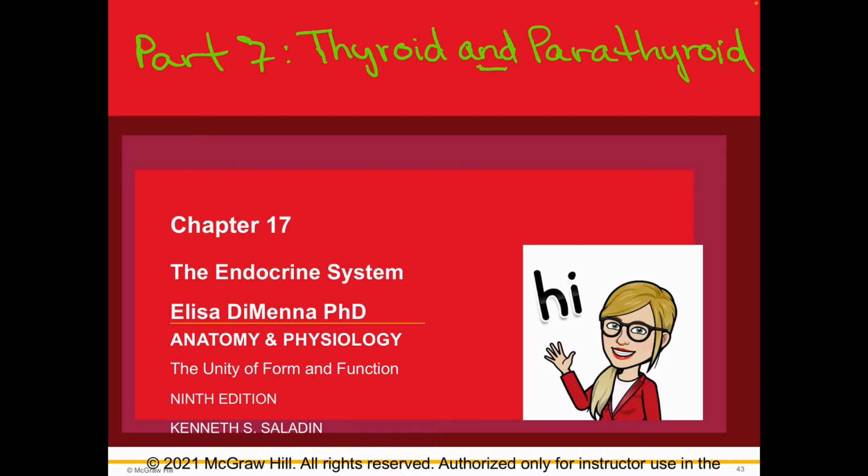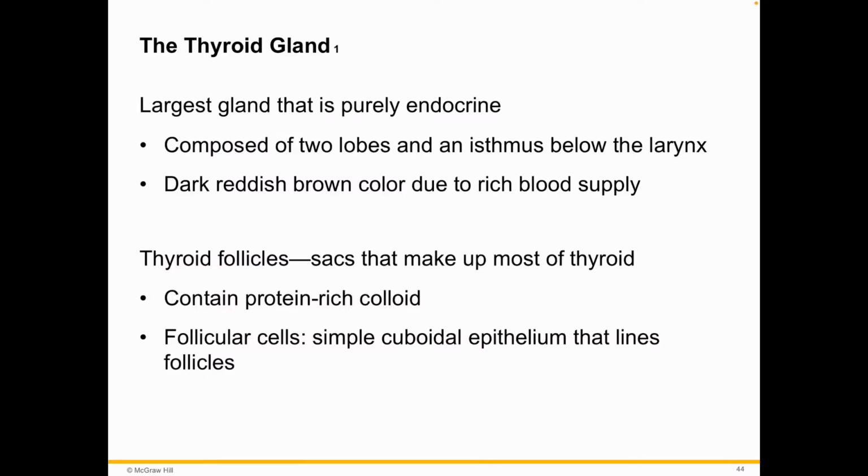Let's talk about the thyroid and the parathyroid, which are some of my favorite glands. The thyroid is the largest gland that is purely endocrine. It's composed of two lobes and it sits right at the bottom of your voice box. Should you decide to have a dissection, it would be dark reddish brown due to the fact that it is really soaked with blood, right? And the reason is because it's secreting lots into the blood and it's monitoring a lot of different elements that are in the blood.